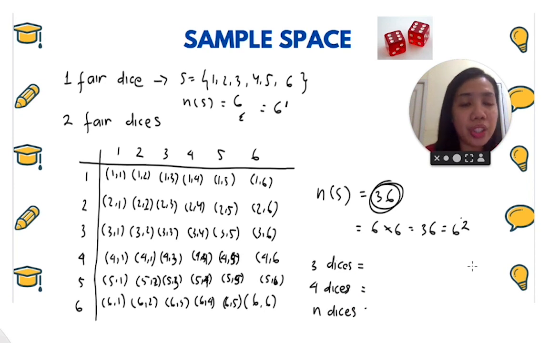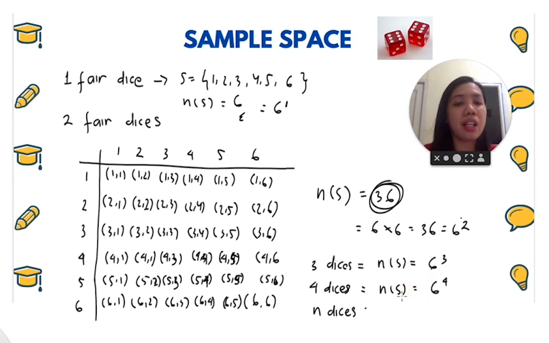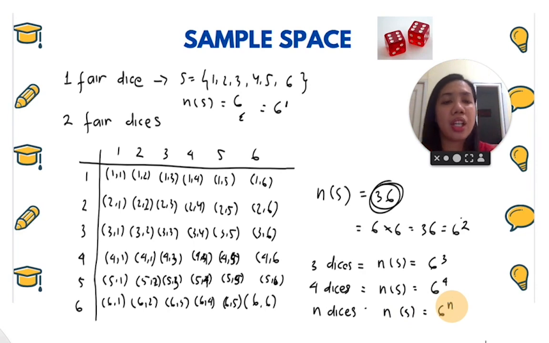So let's make the generalization. Whenever we have 3 dice, n(S) equals 6 to the power of 3. Whenever we have 4 dice thrown simultaneously, n(S) is 6 to the power of 4. In general, if we have n dice, then the number of sample space is 6 to the power of n. So this is the generalization for finding the sample space of dice, whether 1 dice, 2 dice, 3 dice, or n dice: the sample space of fair dice is 6 to the power of n.